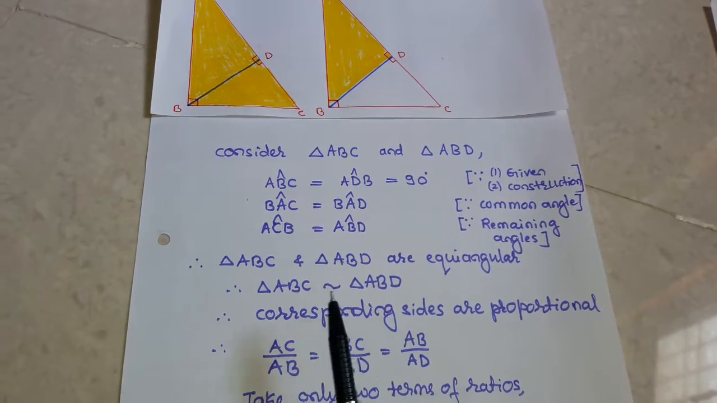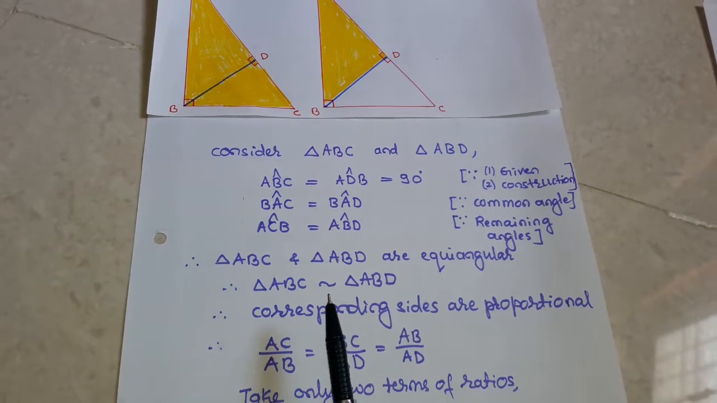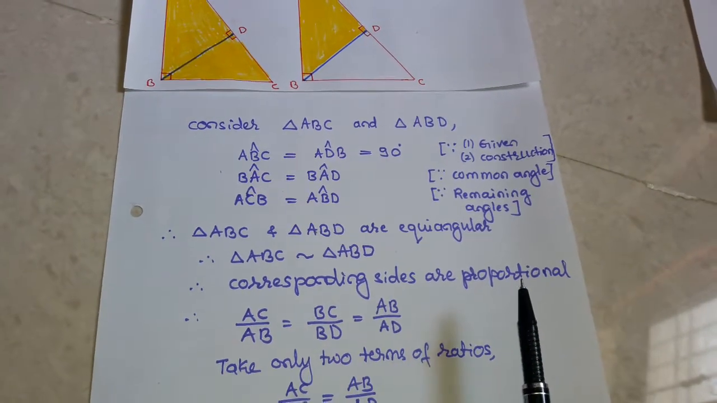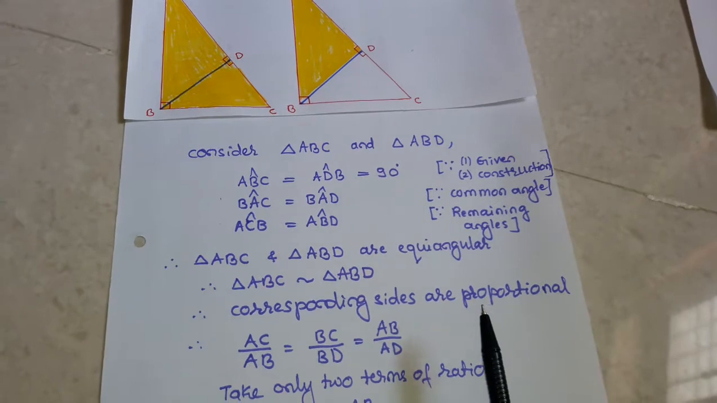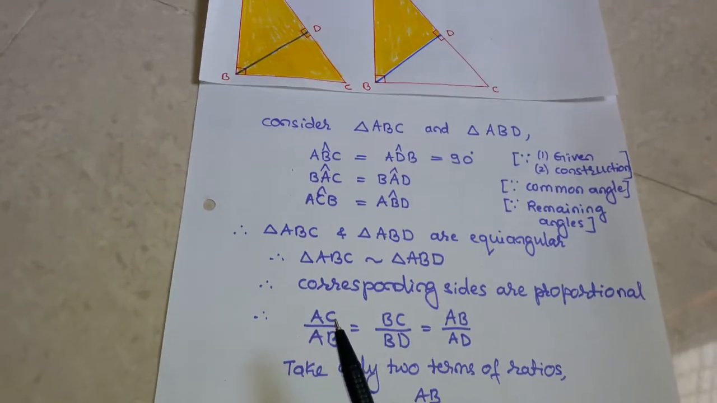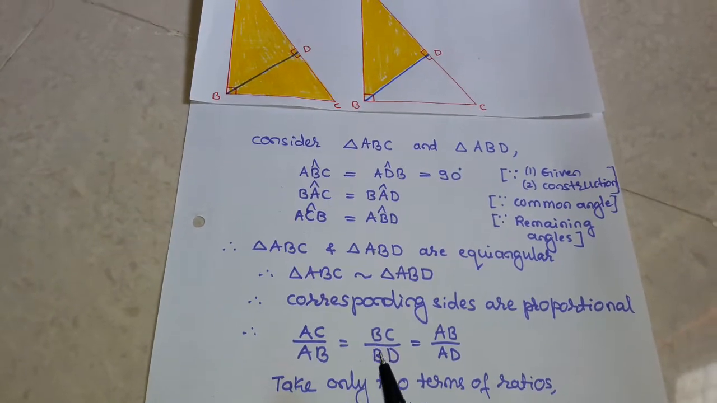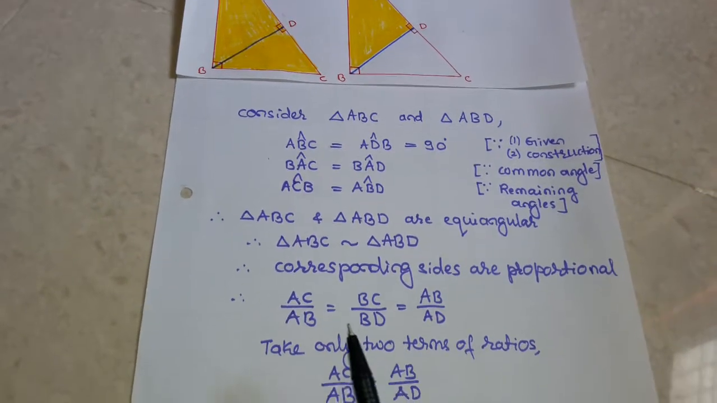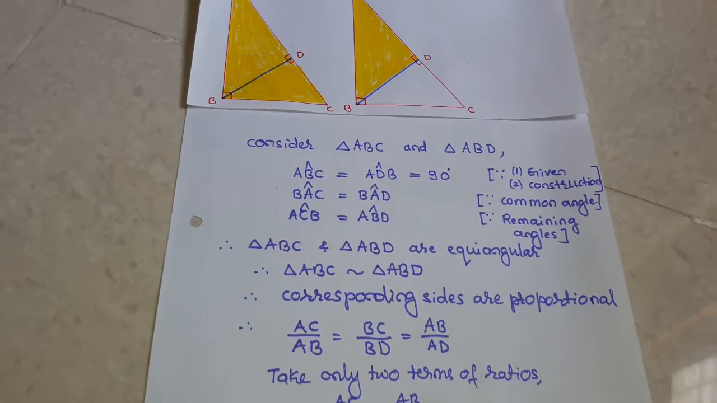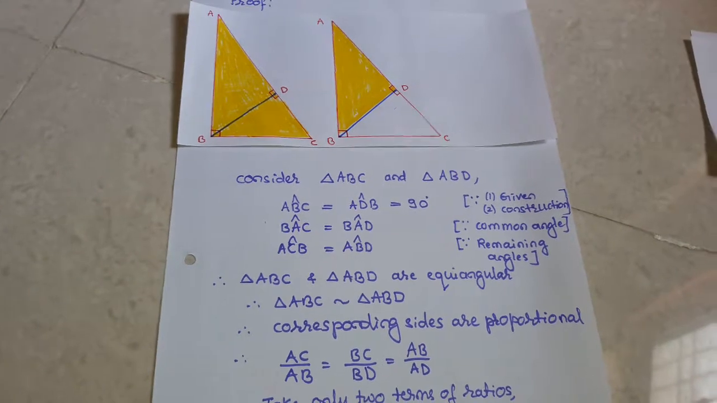Now we further say that when the triangles are equiangular, they are similar. Then corresponding sides are proportional. Yes, corresponding sides are proportional. So let's write the corresponding sides in ratios and write that the ratios are equal. So equality of ratios is proportionality. So we have to do that.